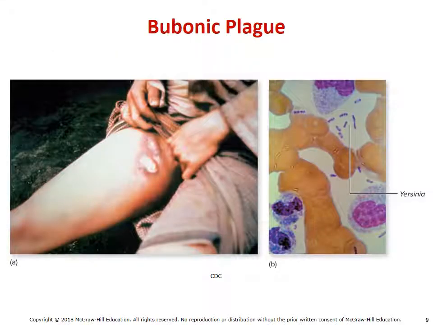So here's an illustration of the enlarged necrotic lymph nodes. We call them, again, buboes.